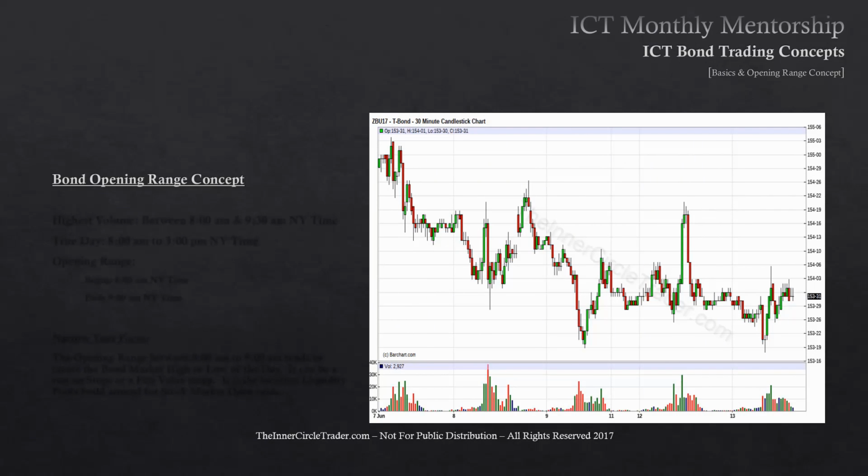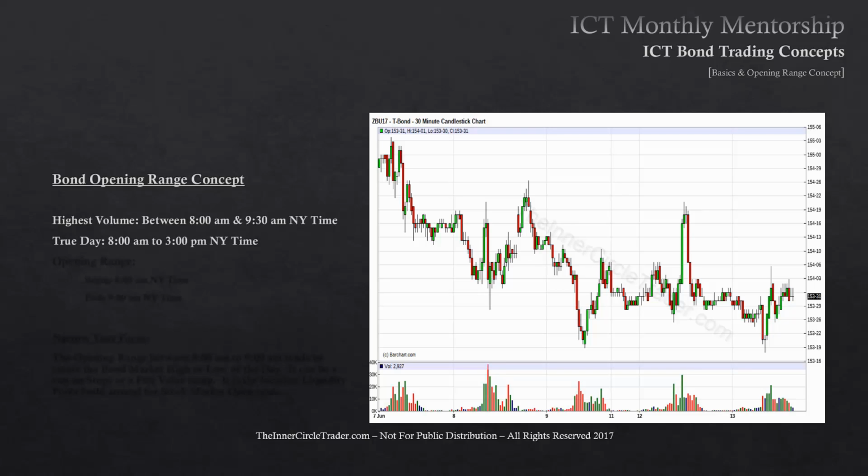Okay, bond opening range concept. Talking about nostalgic things here, folks. These are the things that I cut my teeth on as a commodity trader years and years ago. All right, so when we look at the bond market opening range concept, the highest volume is going to be seen between 8 a.m. and 9:30 a.m. New York time.